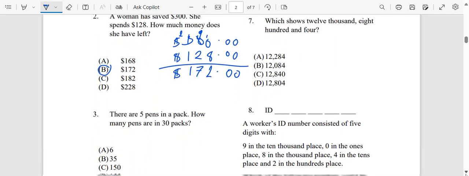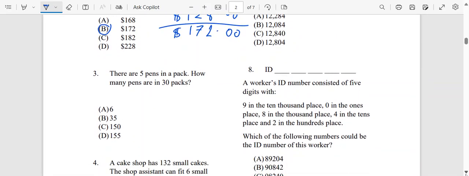Pretty easy, right? Yes. Let's look at number 3. Number 3 says there are 5 pens in a pack. How many pens are in 30 packs? All right. And of course, we know that the operation here is multiplication, right? So there are 5 pens in a pack, right? How many pens are there in 30 packs?